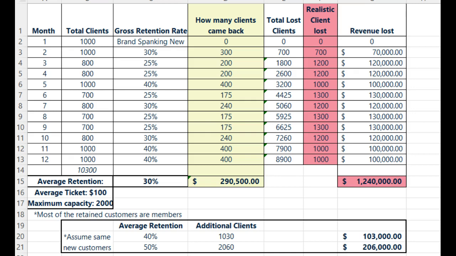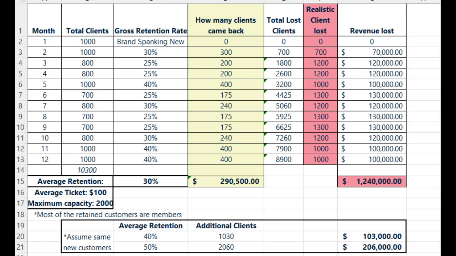Let's assume that this spa is new. The first month, obviously there's no client coming back because it's brand spanking new. Now the second month, assume that there's still 1,000 clients that show up. The retention rate is about 30%. Let's say of the 1,000 that showed up, 30% of them are from the previous month. So that means 300 people came back, and that also means 700 people were lost. 700 people did not come back.